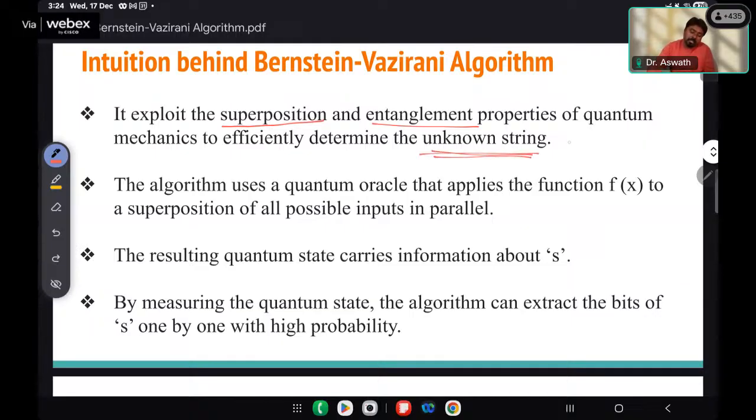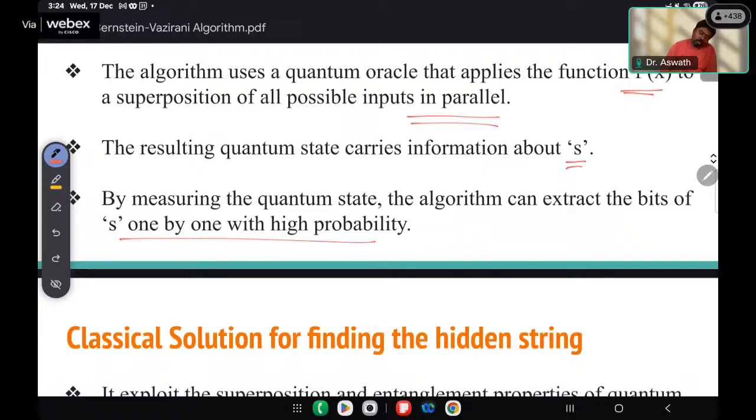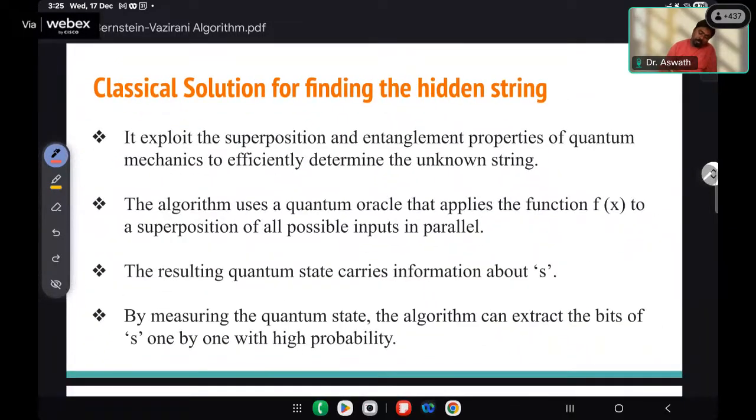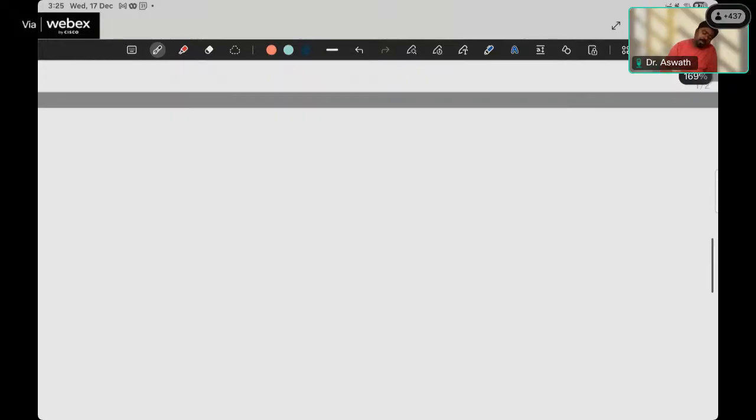What is that unknown string? S is an unknown string which we want to find. Here the algorithm uses a quantum oracle that applies a function f of x to a given superposition, for all possible inputs in parallel. In parallel, remember. The resulting quantum state carries the information of S. By measuring the quantum state, the algorithm can extract the bits of S one by one with high probability.